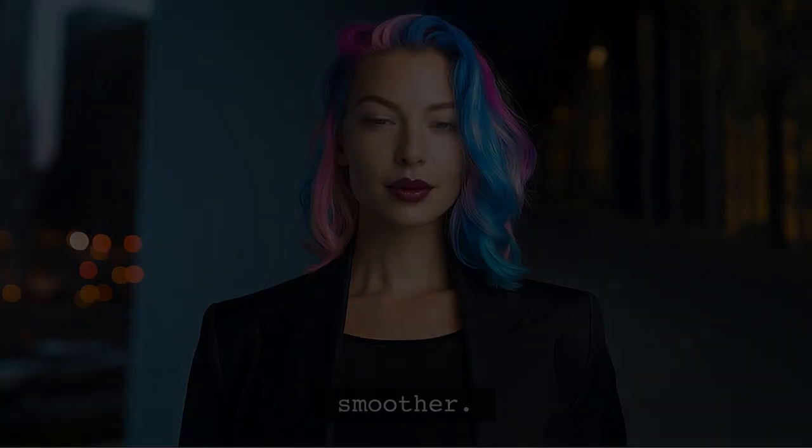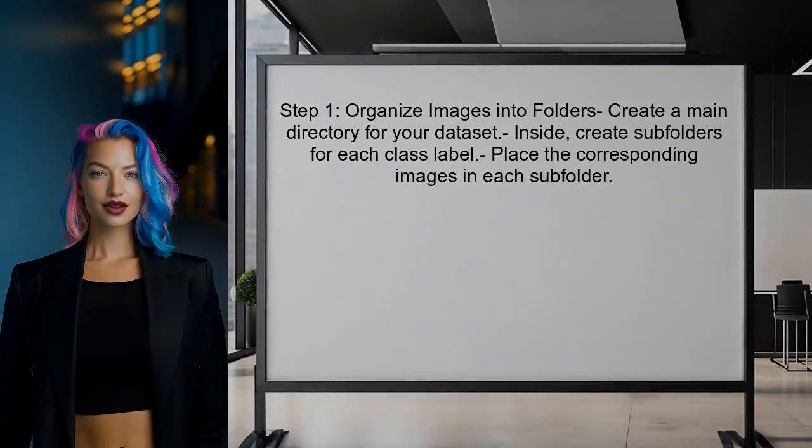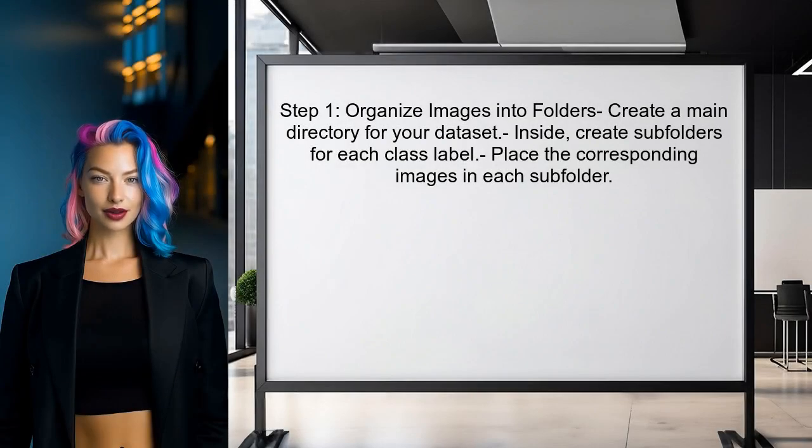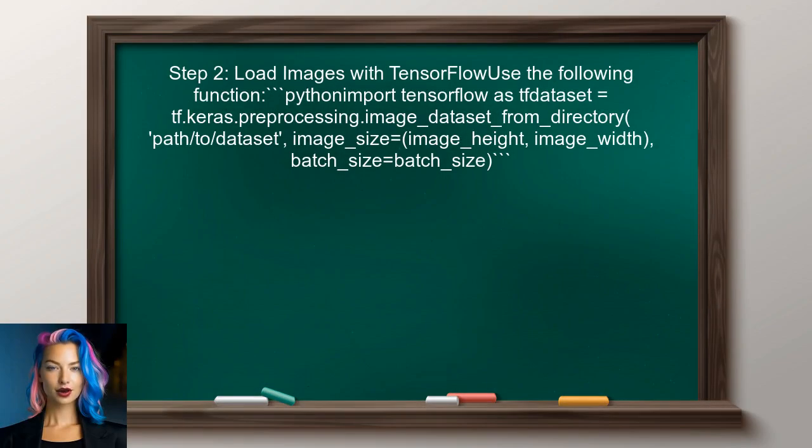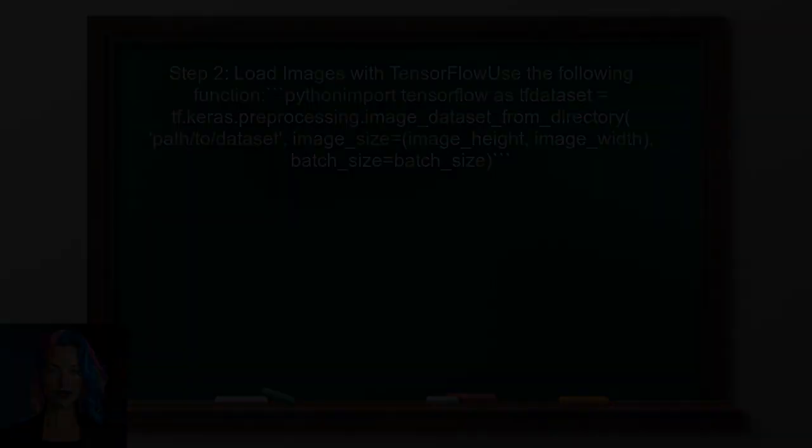To begin loading images from folders in TensorFlow, the user should first organize their images into a directory structure. Each folder should represent a class label containing the respective images. Next, the user can utilize TensorFlow's image loading utilities. Specifically, they can use the image_dataset_from_directory function, which simplifies loading images from a directory structure.